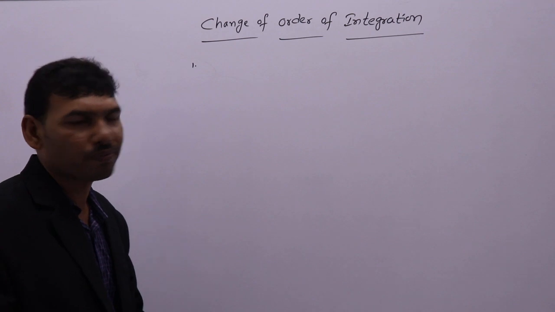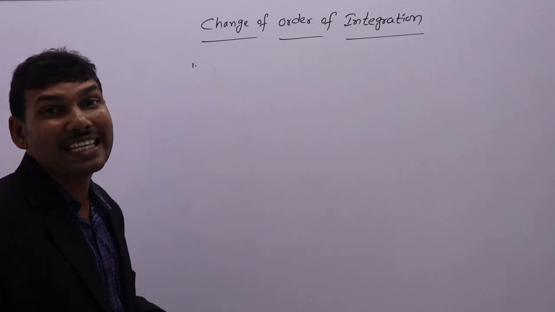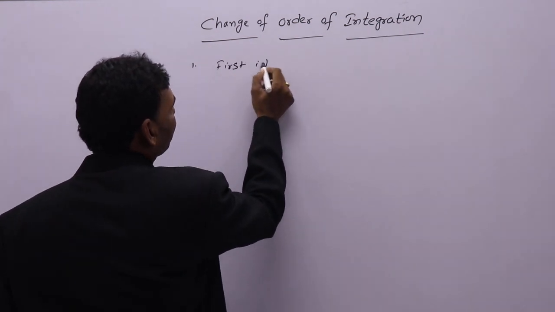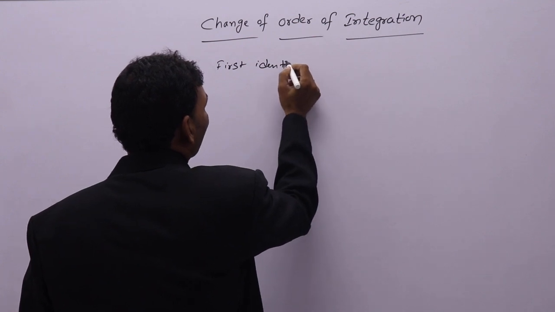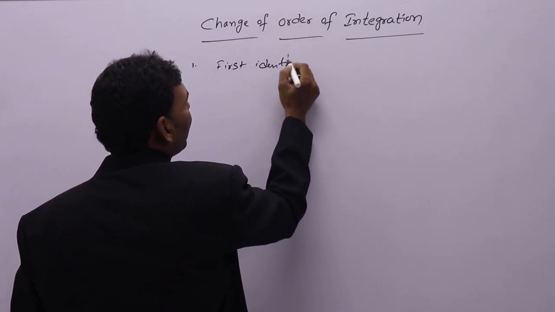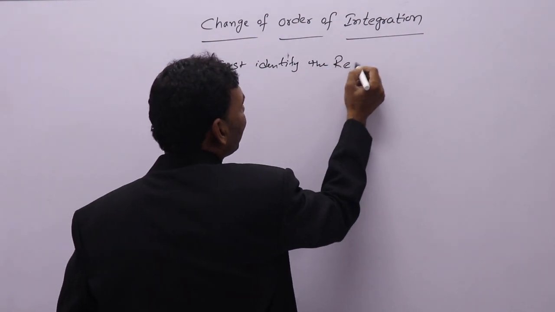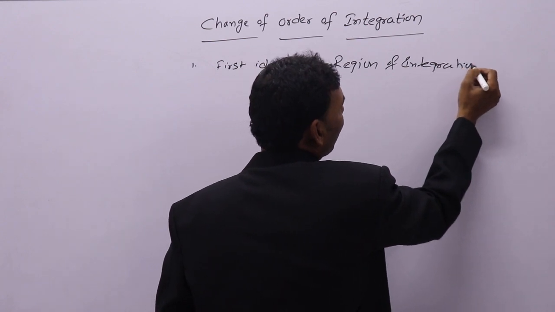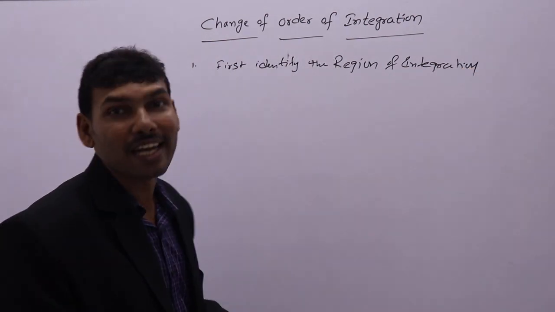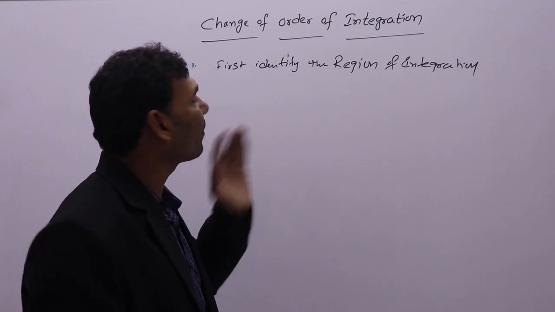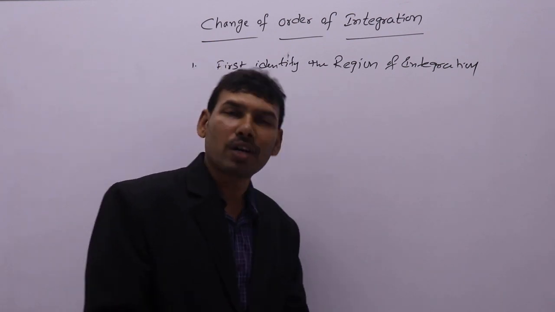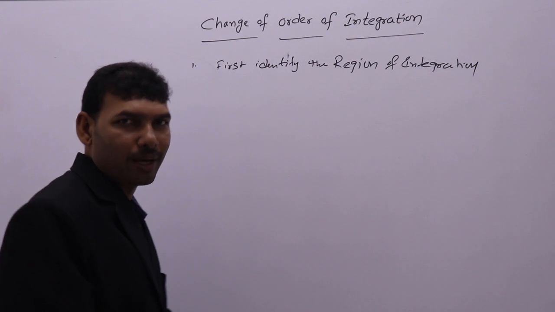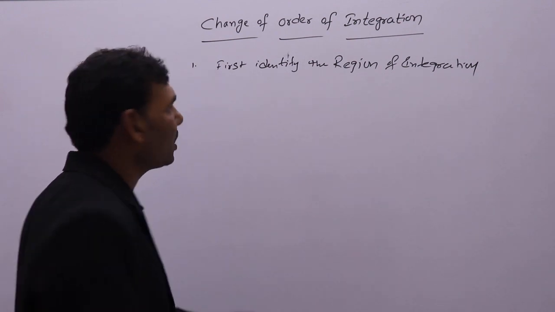For that, what you need to do is first identify the region of integration. What does it mean? Identifying the region of integration means identifying the limits of x and y. First write the given limits, very simply. What are the limits given in the question? Note down what the x limits and the y limits are. That means identifying the region of integration.